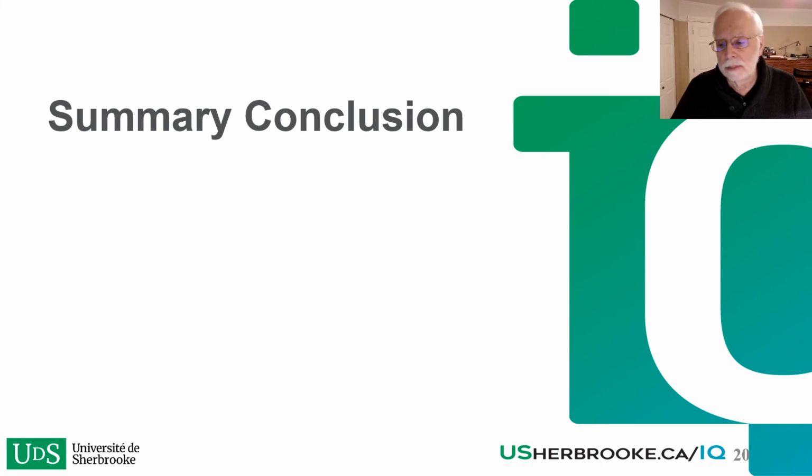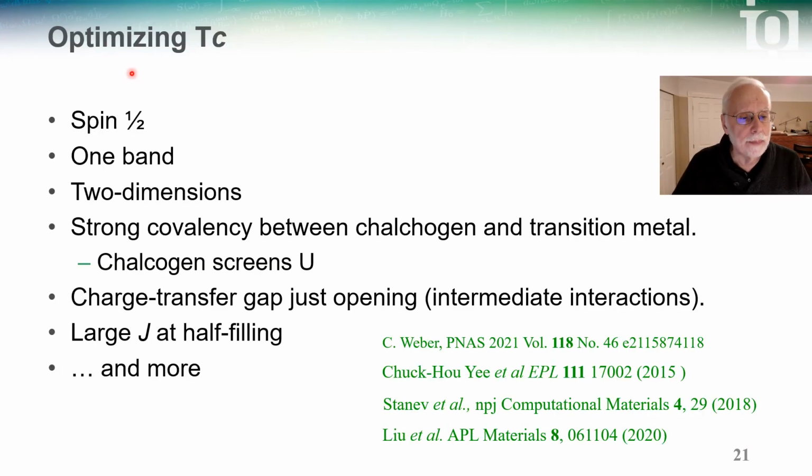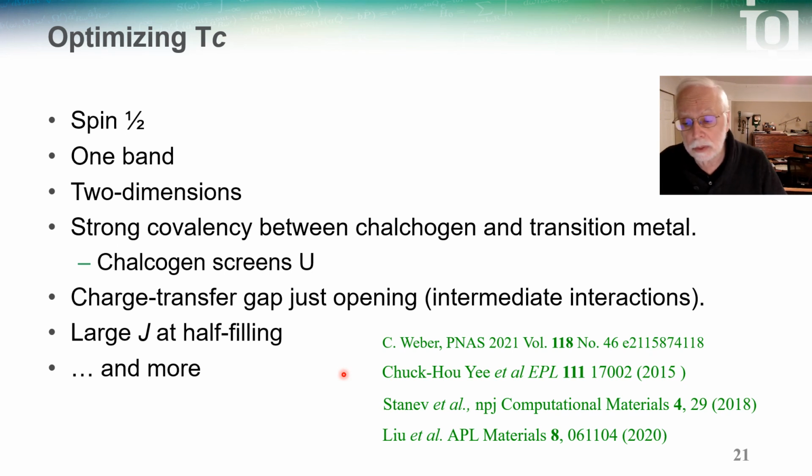So let me summarize. These are a few design principles then for a high temperature superconductor. Spin 1/2, one band, 2 dimensions, and strong covalency between the chalcogen and a transition metal. And we want a charge transfer gap that is just opening. In other words, we want intermediate interactions. We want a large J at half filling. Given nowadays the existence of high throughput DFT calculations, of artificial intelligence, data mining, and design principles, we may hope to be able to design a room temperature superconductor.